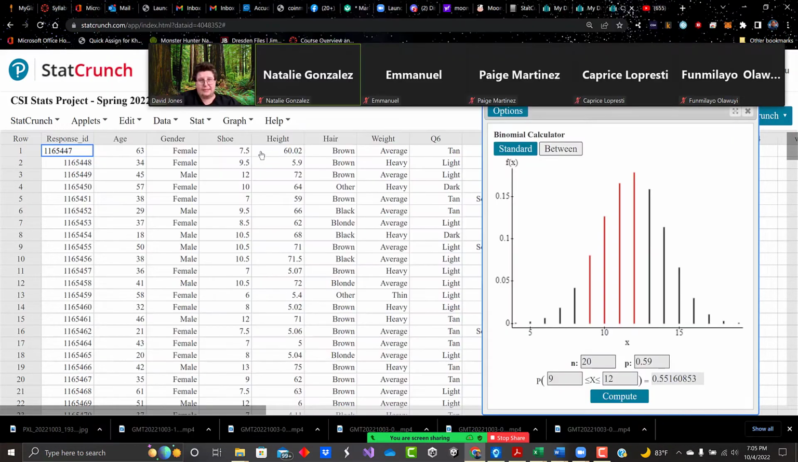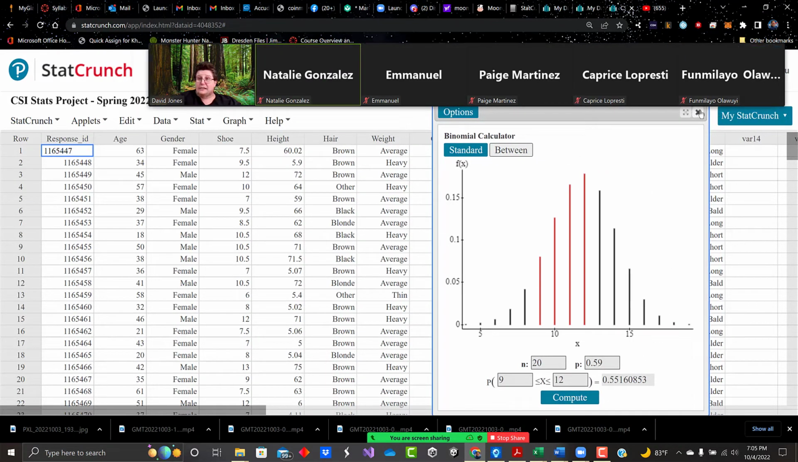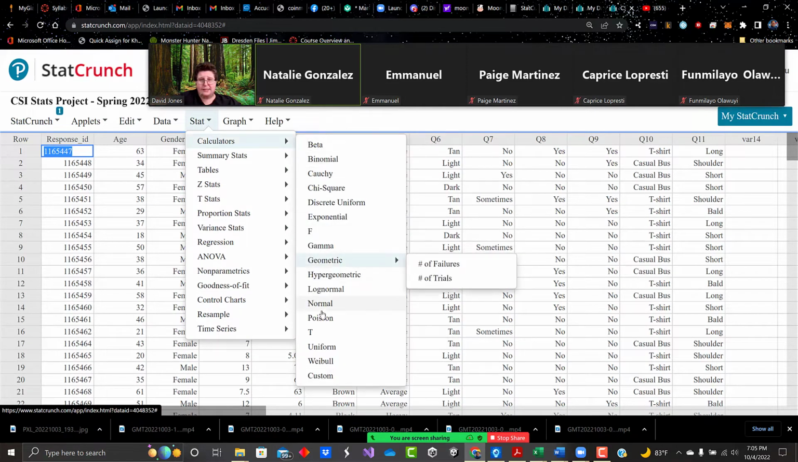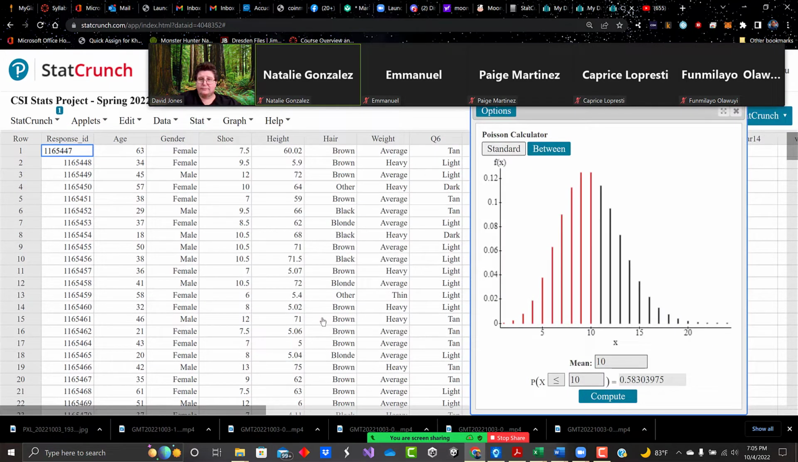Maybe if I do this, it won't change. Oh, good, that worked. Stats, calculators, Poisson. You need to know the mean. That's the lambda times t. In the case of the hurricane, it was the number of hurricanes over however many years they said. And then you're just changing these.